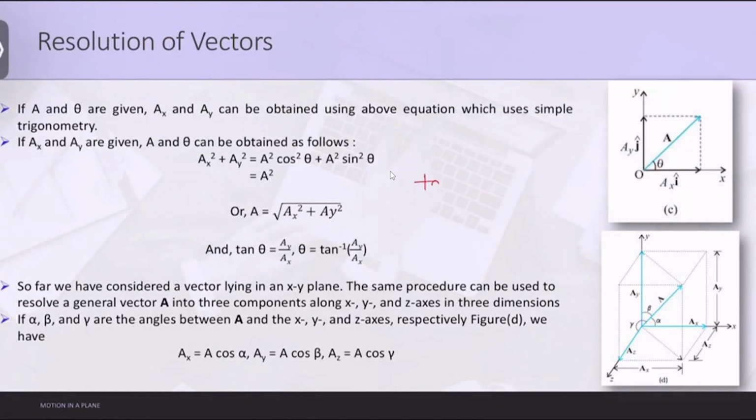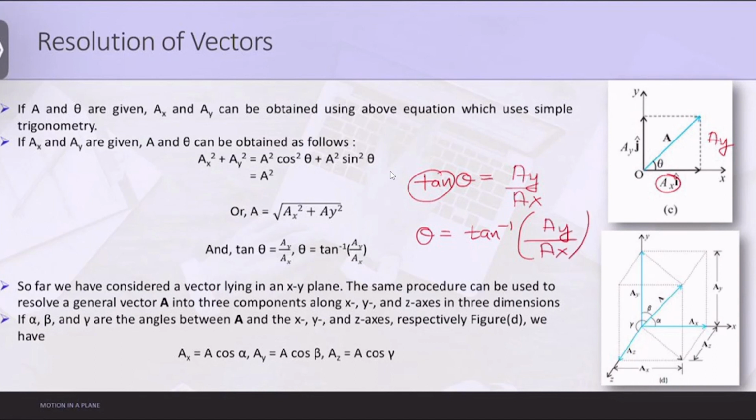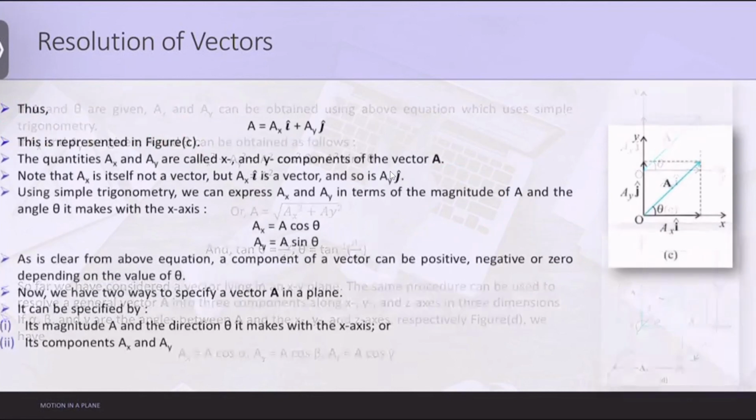Moving on, tan theta can be directly obtained using the diagram shown in the figure. So tan theta is nothing but equal to AY by AX, or we can write theta as equal to tan inverse AY by AX. So basically, if you know AX and AY, we can obtain A and theta also. And if you know A and theta, we can directly obtain AX as A cos theta and AY as A sin theta. This has been explained.